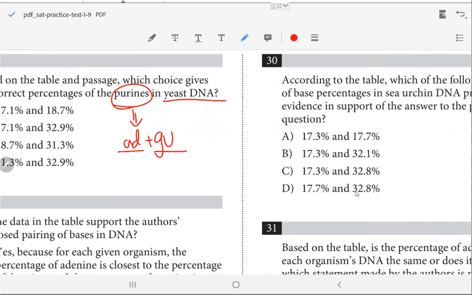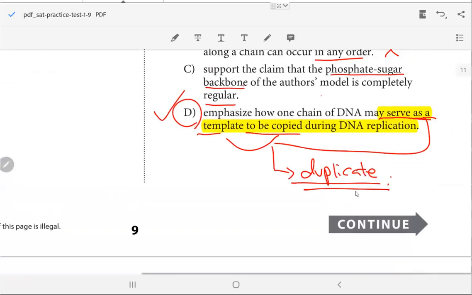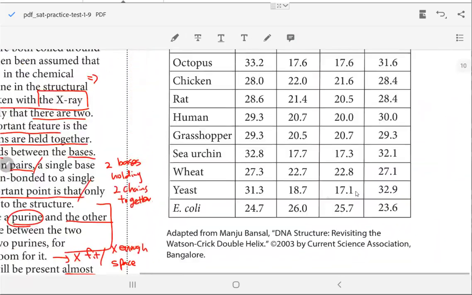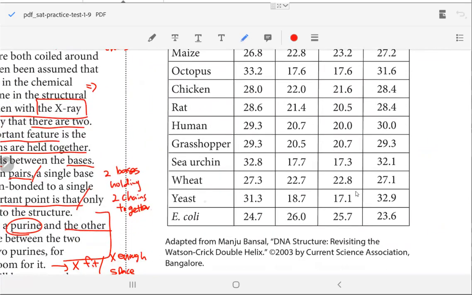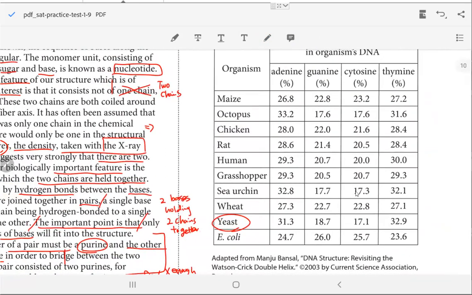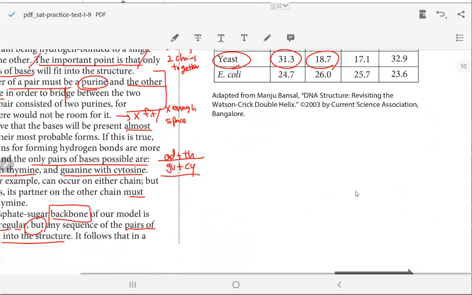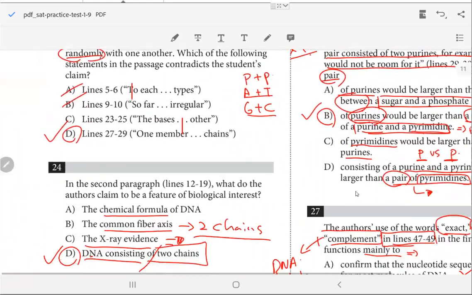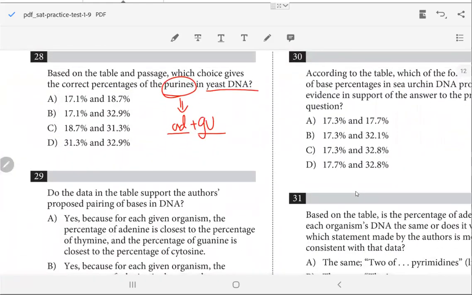So yeast DNA, adenine and guanine. Yeast, right? Adenine and guanine, right? So 31.1, 31.3 and 18.7. Very easy. 31.3, 18.7. Yeah, bang. All right, 28C.